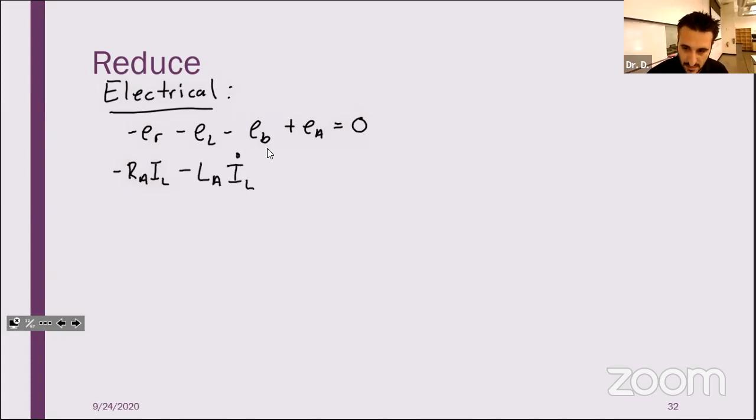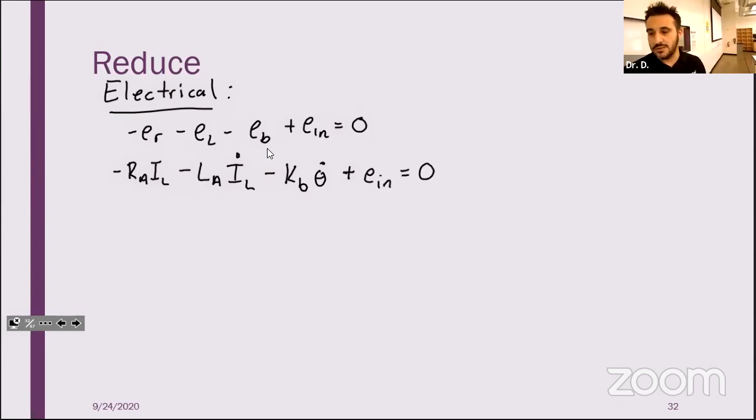EL is LA I dot L. EB is what? Well, we define that, right? That's KB theta dot. And we're going to leave E, we call that E in. Sorry, not EA. Apologize, that's E in. Okay, we don't change the variables.